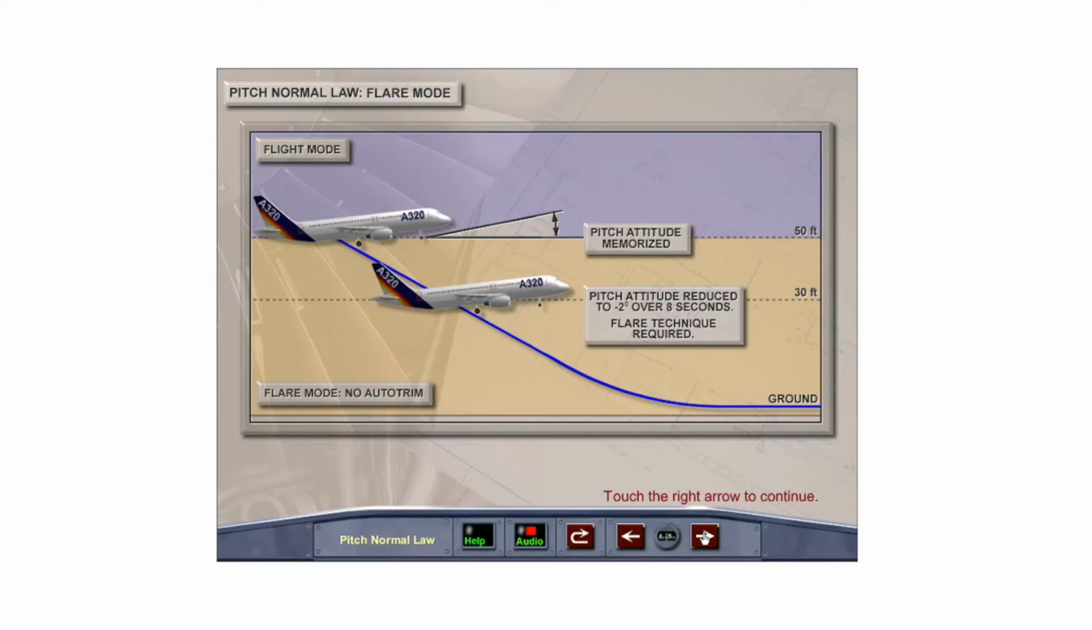As the aircraft descends through 50 feet for landing, flight mode changes to flare mode, a modified form of pitch normal law. The aircraft memorizes the pitch attitude at 50 feet, then at 30 feet, begins to progressively reduce the pitch attitude to -2 degrees over a period of 8 seconds. The auto trim is also deactivated. This simulates the behavior of a conventional aircraft as it becomes influenced by ground effect and means that the pilot must apply a conventional flare technique, moving the side stick aft to achieve the correct landing attitude for touchdown.